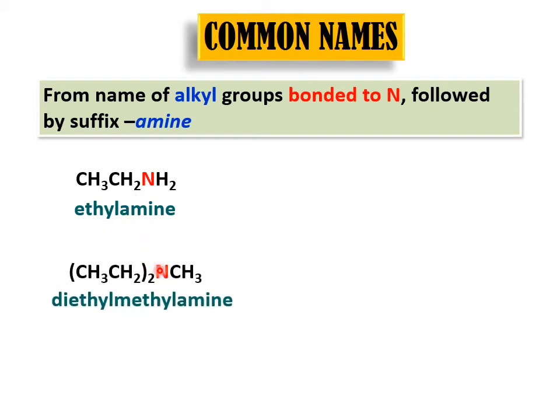Okay, another example. So for example here, look, we have two ethyl groups bonded directly with nitrogen. And we have another one, a methyl group here. So how to name it? Just like this. Okay, don't forget when you write the name, it must be arranged in alphabetical order. So we have diethyl. Why? Because we have two ethyl groups here. Di refers to two ethyl groups. Why ethyl first?